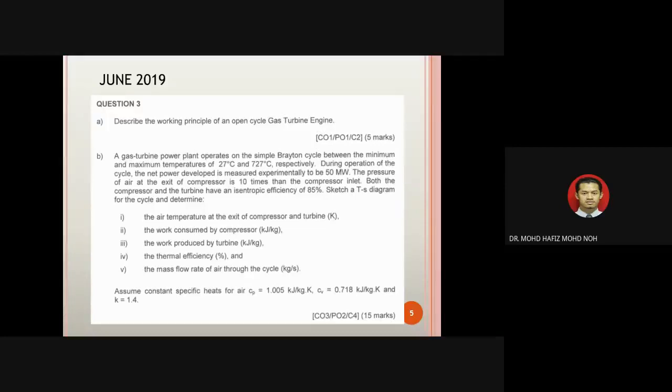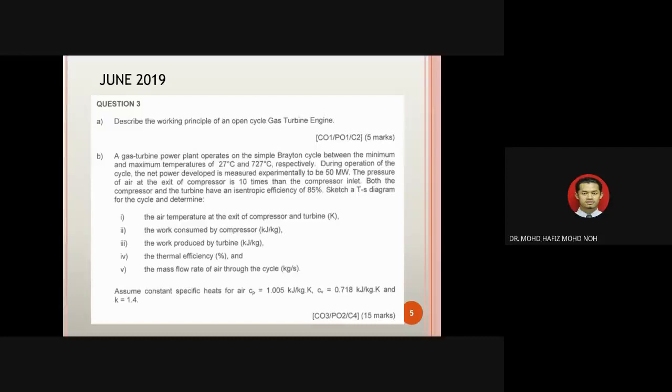Maybe you can say that process 1 to 2 is a process of isentropic compression, process 2 to 3 is a process of constant pressure heat addition, and 3 to 4 is a process of isentropic expansion. So maybe you can get marks for this, but in order to get the full mark of 5, you have to describe this process. The process basically starts with the air entering the compressor, right?